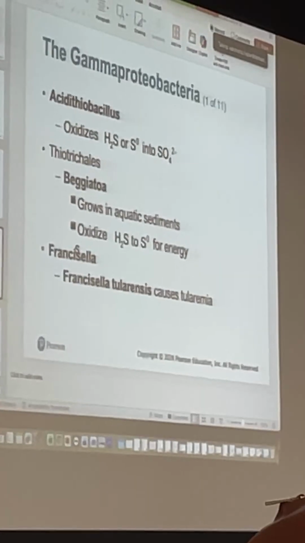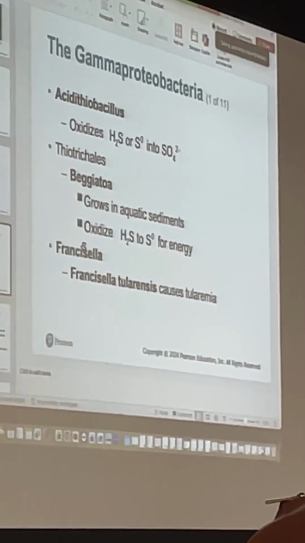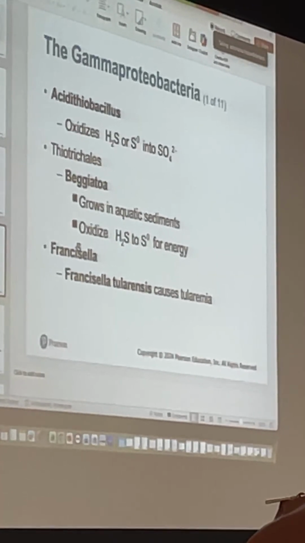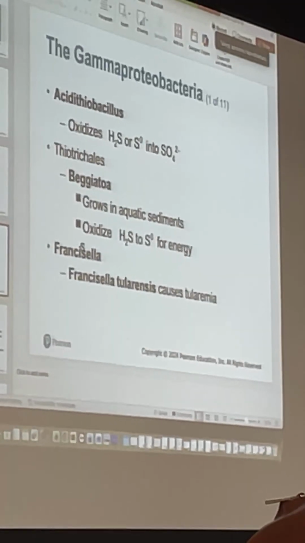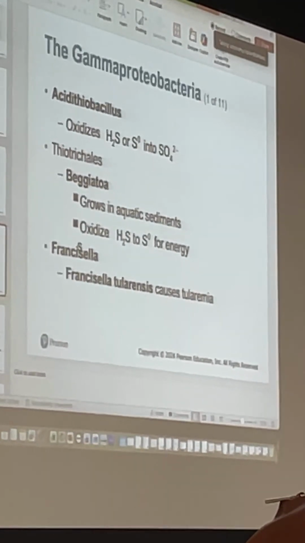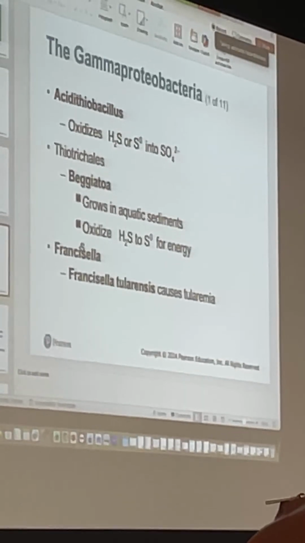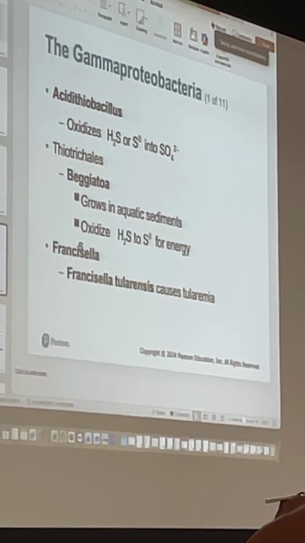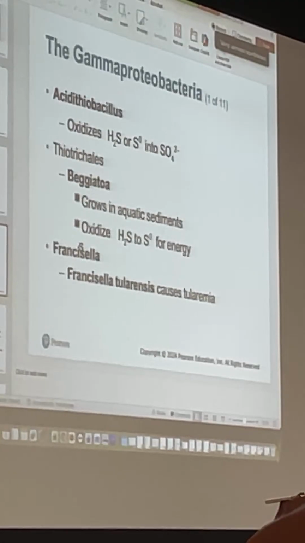So Francisella tularensis. If I can get it out. Francisella tularensis is a mammal pathogen, so it doesn't really affect us per se. And this one requires special nutrients for it to grow. It's going to be able to grow on blood agar. All right, so this particular one grows on blood agar.